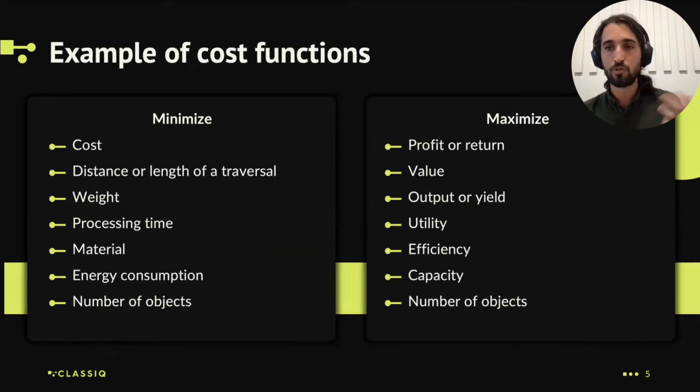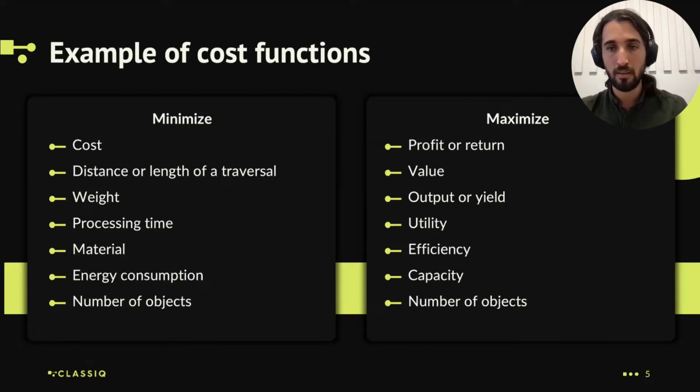Okay, so what kind of problems do we have? What is this objective function that we want to minimize or maximize? So here we just wrote a few examples. For example, if we have some cost, we go to a shop and we want to buy something, we want the cost of our set of items to be as minimal as possible. If we want to travel from point A to point B, we want the distance of the path to be minimal as well. It's just the weight, the amount of the material, etc.